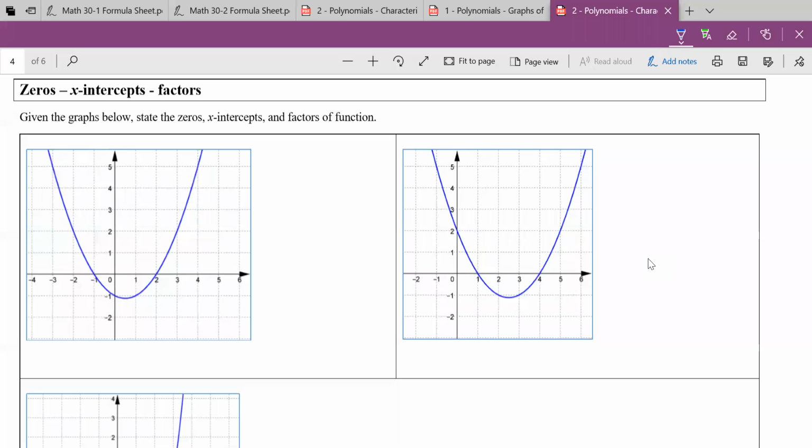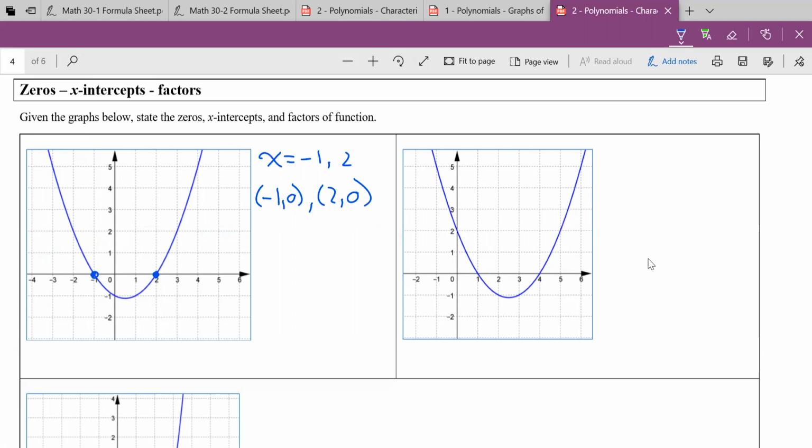Okay, friends, last thing I need you to notice is how do the zeros, the x-intercepts, and the factors all work together? So let's look at the first graph here. So the zeros are here and here. So my zeros, I'm going to say, are -1 and 2. My x-intercepts, well, my x-intercept is just my zeros, but I'm writing it as a coordinate pair.